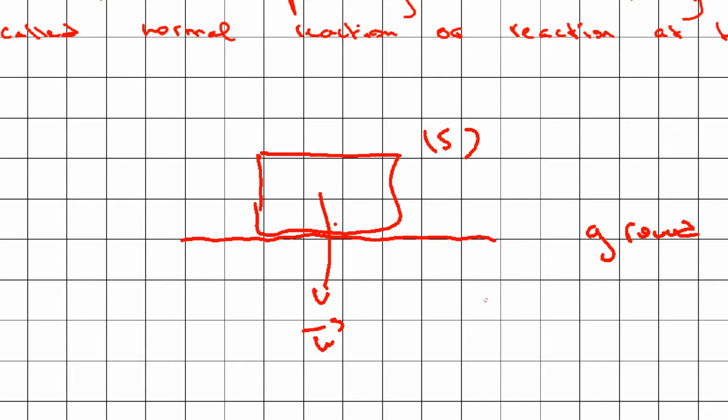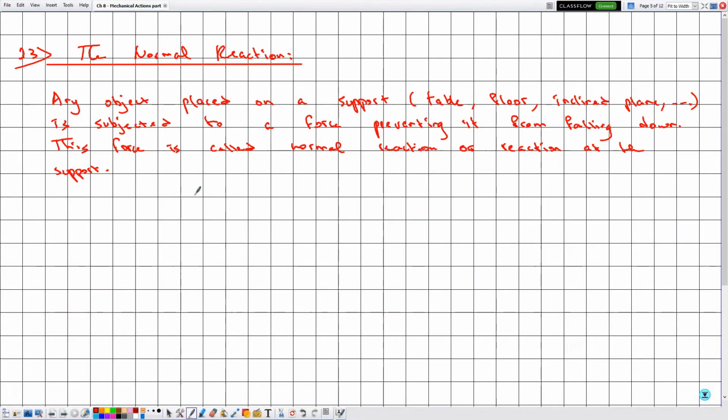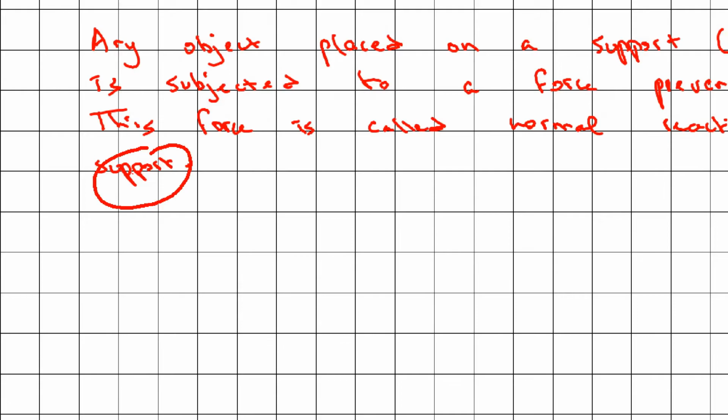Then we will introduce a new force, which is called the normal reaction. The normal reaction is not weight, nor electric, nor magnetic, so it's a contact force. Then it will be completely opposite to the weight because it needs to balance the effect of the weight, so it will be something like this. So whenever we have a support, we will have a normal reaction.